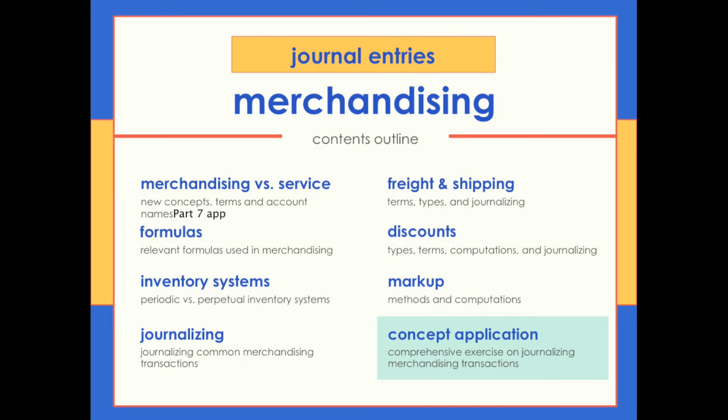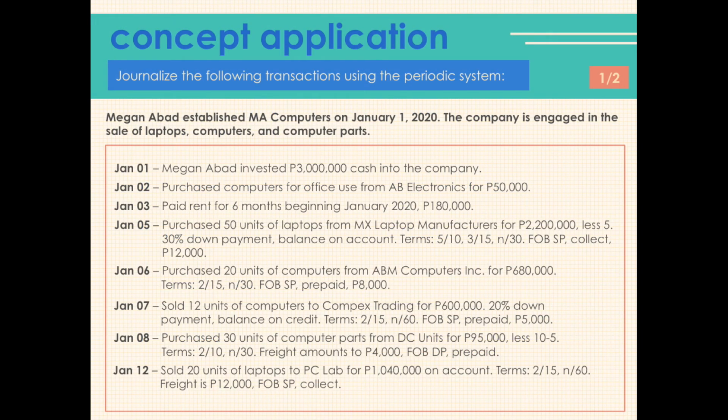Alright, so finally, we're now in the last section of our discussion for today, and here we will be applying the concepts we learned earlier by journalizing merchandising transactions. Today, we will be journalizing the transactions of MA Computers, which is engaged in the sale of laptops, computers, and computer parts. Here is a summary of all the transactions to journalize. You can look through them first before we go through them one by one. Also take note that we will be recording the transactions using the periodic inventory system.